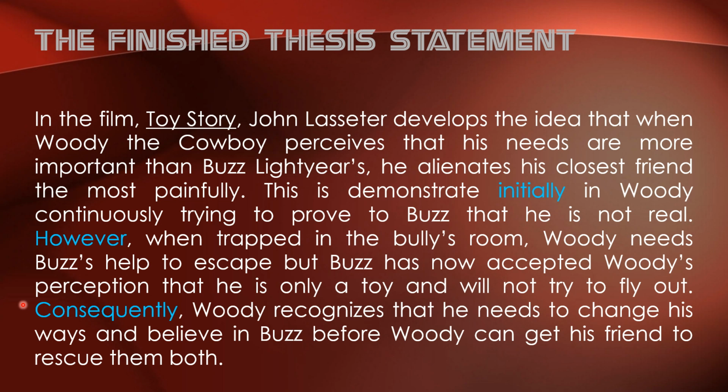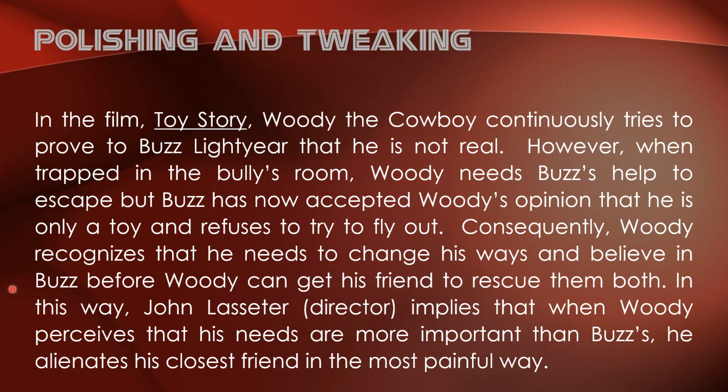If you were writing on a text, say a short story or a novel or play, you would need to provide specific quotations to further prove your initially, however, and consequently. This will be covered in the later tutorial on Context Evidence Analysis, or CEA. But we're not quite finished with our thesis statement. How can we polish it and tweak it so that it sounds more acceptable, flows a little bit better, and includes the thesis, the direction, the argument, at the end of the paragraph rather than the beginning?